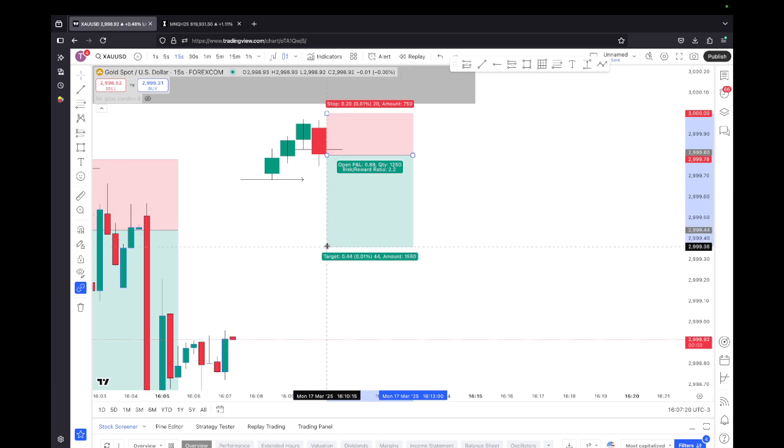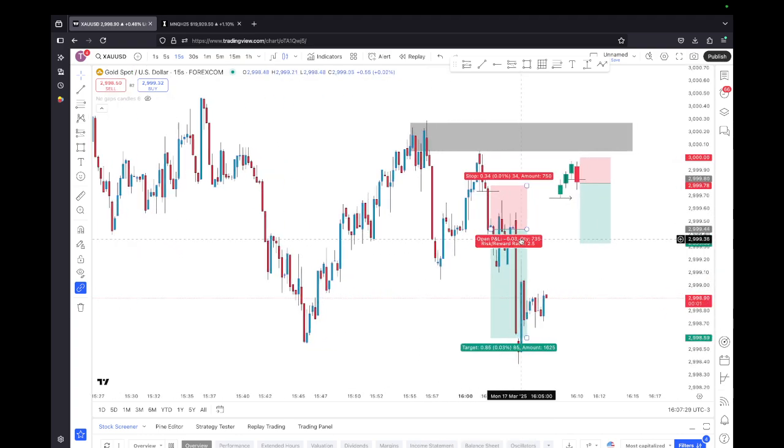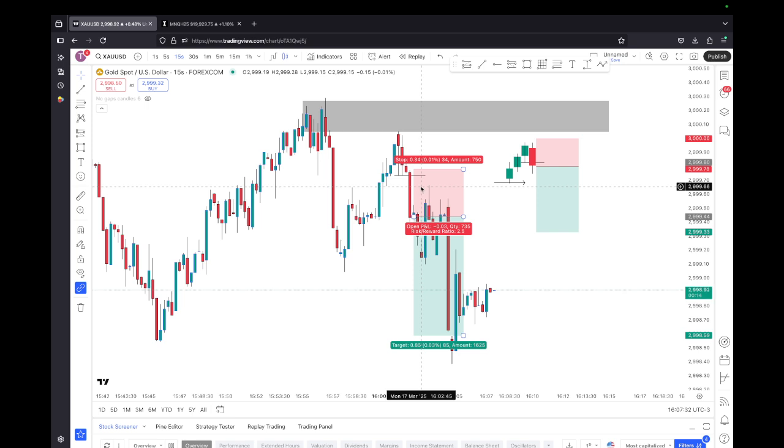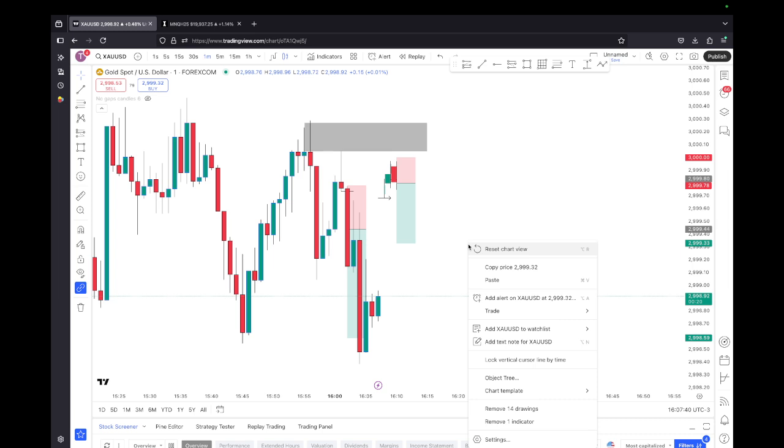You can do 1 is to 2, 1 is to 1. Don't get greedy. 1 is to 2.5, just like what I did here, right? You can do that, and this is exactly what I just did. Real time, I showed you guys how I trade, and a setup happened to play out. Let's see if you can find one more before I end this video.